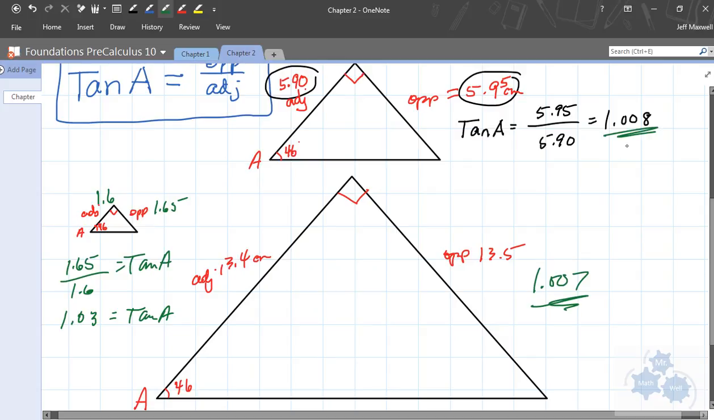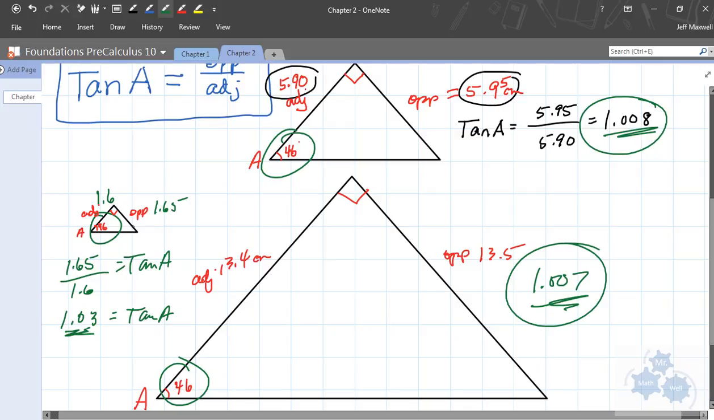1.008, 1.007. 1.03 is quite a bit bigger, but this is a very small triangle. So with using the same measurement tool here, it's a little bit tough to get it really accurate. So this number is a bit off, but I just wanted to show you that this tangent ratio, if we have the same angle here, but different size, so the sides are different lengths, that it's the same ratio. So that's why it's a special ratio.